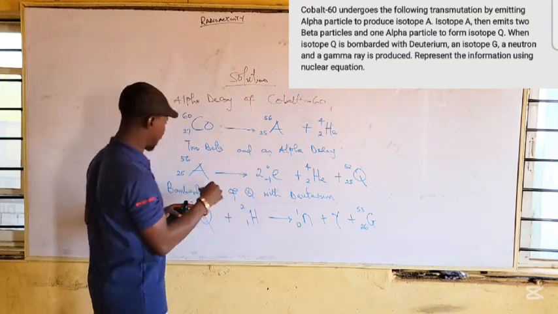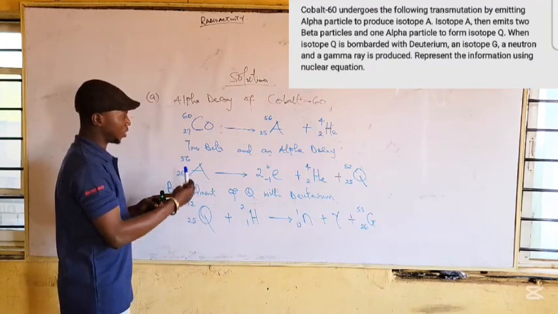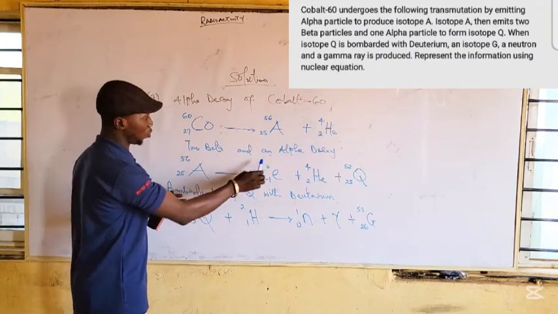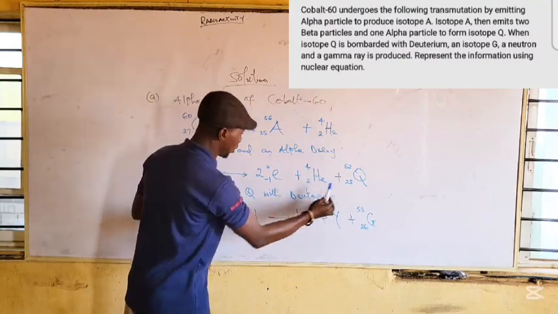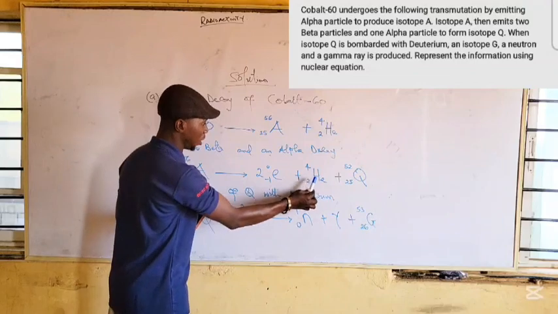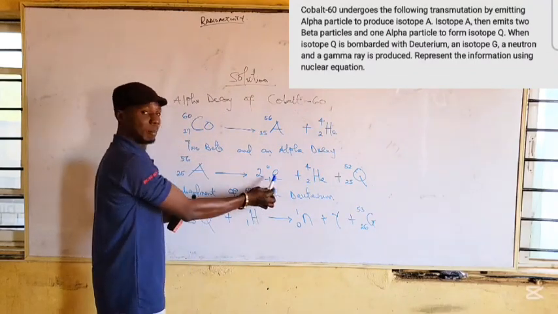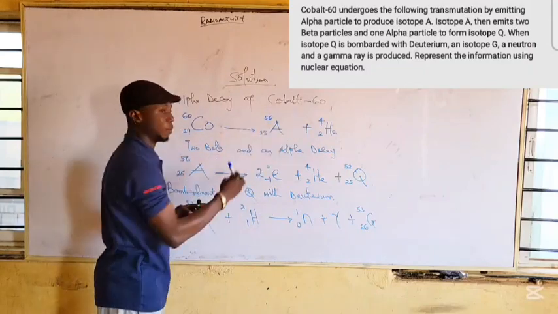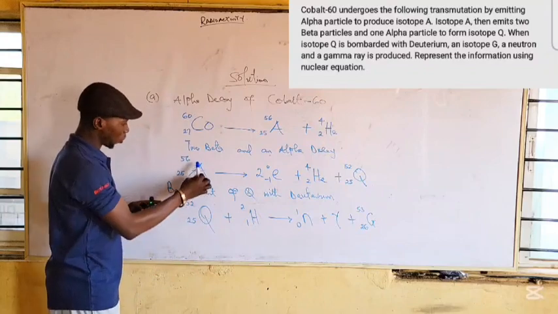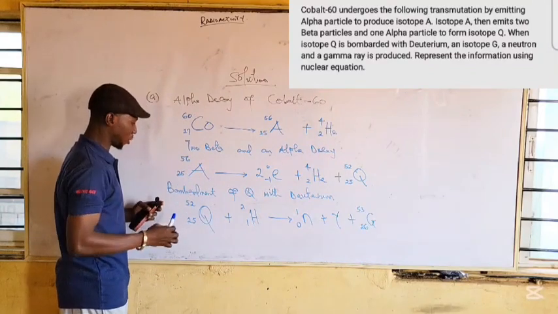Then that isotope A also undergoes emission. And this time around, it is emitting two beta particles and an alpha decay. Before we will know what will be formed, we must first subtract the property of helium and two beta particles from isotope A, which was the result of the first emission of cobalt. Now, we have isotope A with 56 mass number and 25 atomic number.